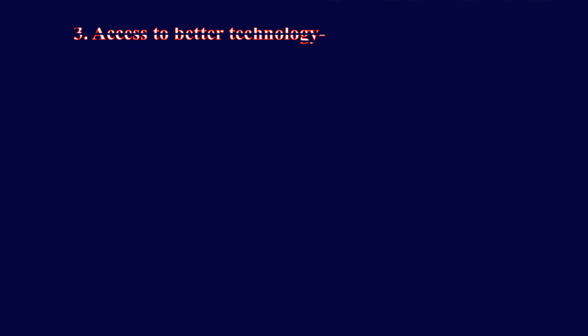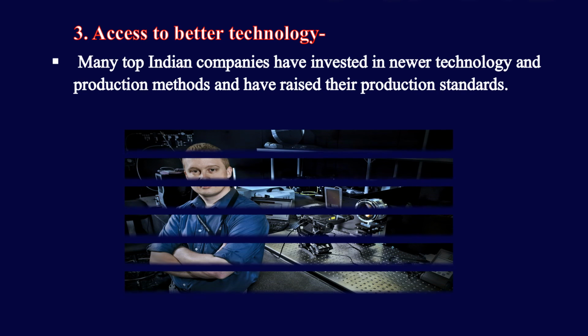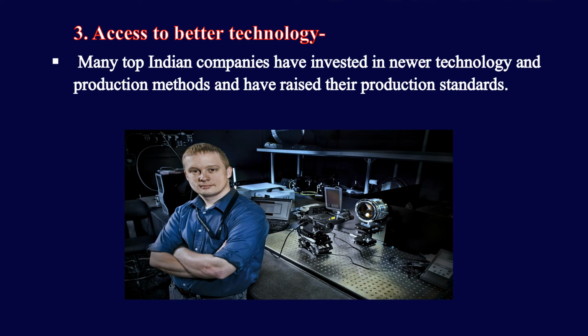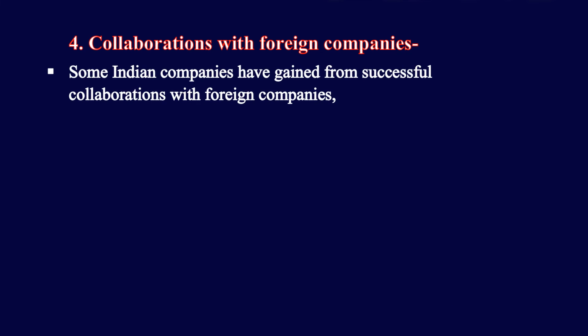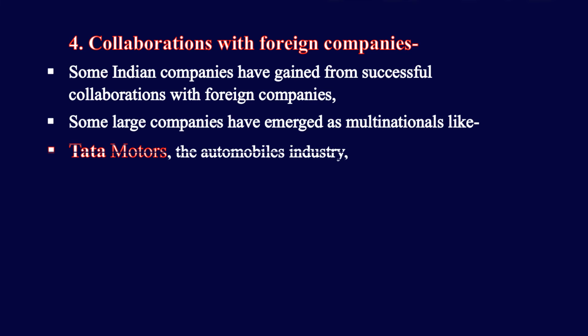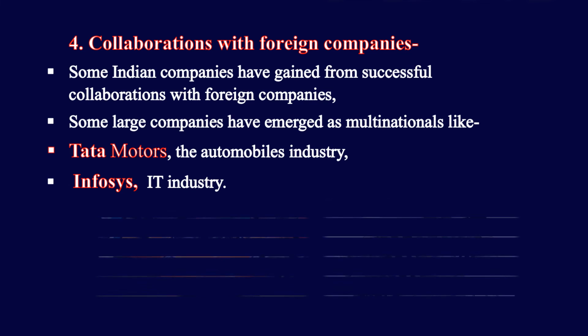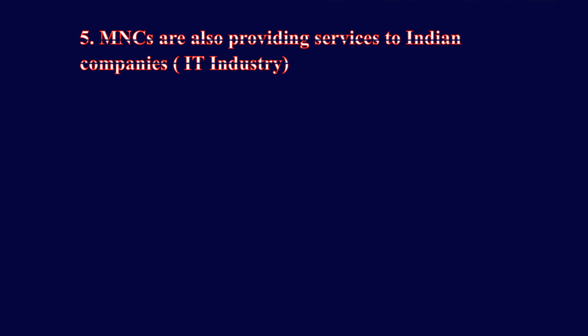And next, access to better technology. Many top Indian companies have invested in better technology and production methods, and they have raised their production standards. Collaboration with foreign companies: some Indian companies have got associated with foreign companies and got an international market. Now they are multinational companies like Tata Motors in the automobile industry and Infosys in the IT industry. Earlier these companies were only known in India, but now they are known in other countries also. They are multinational companies.